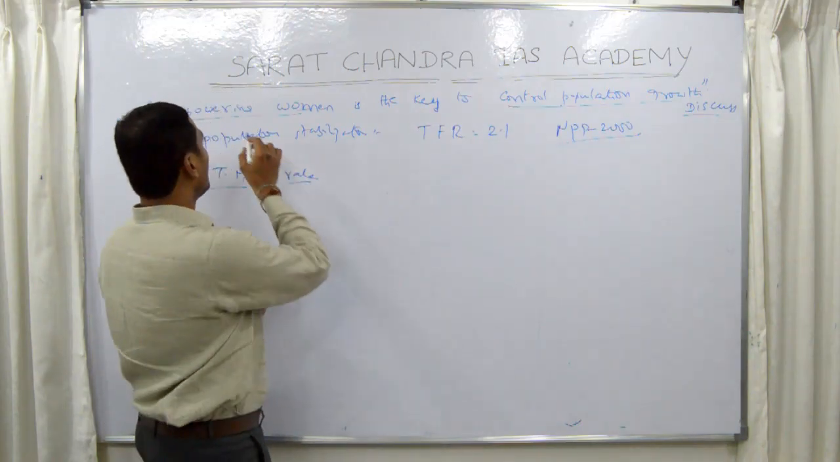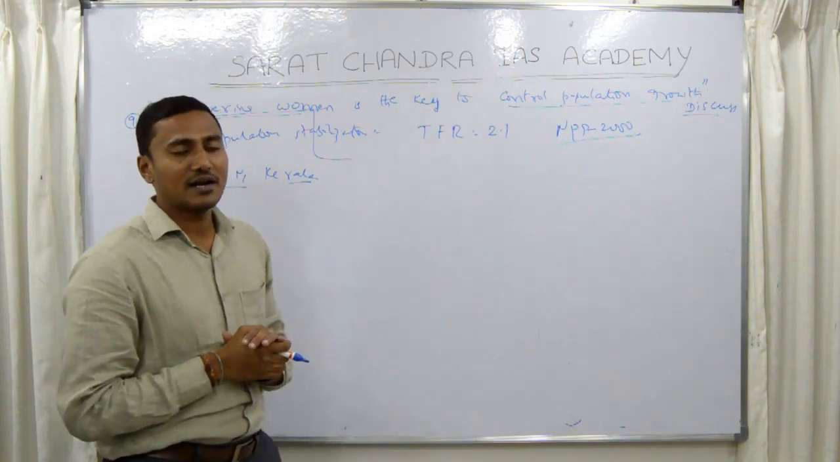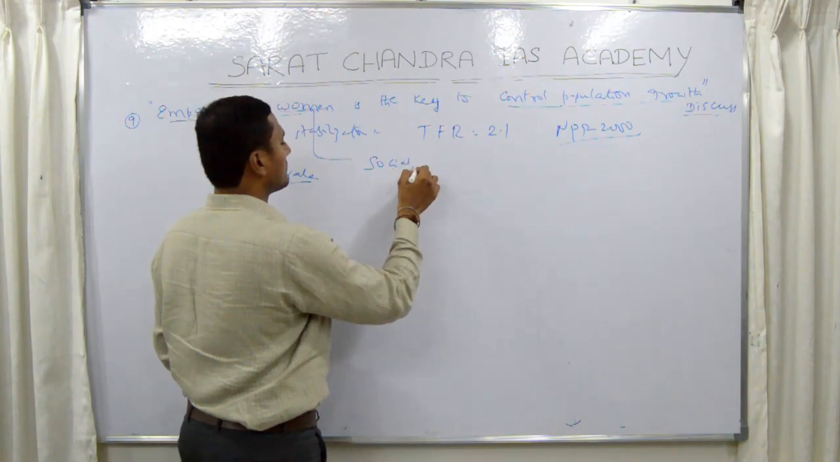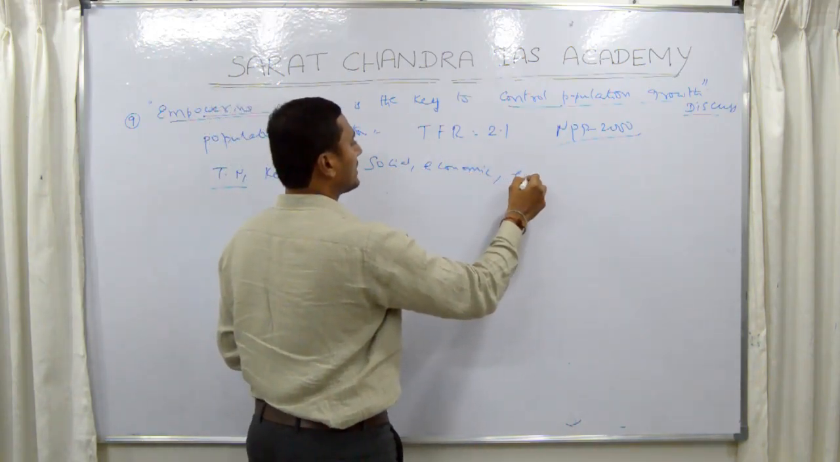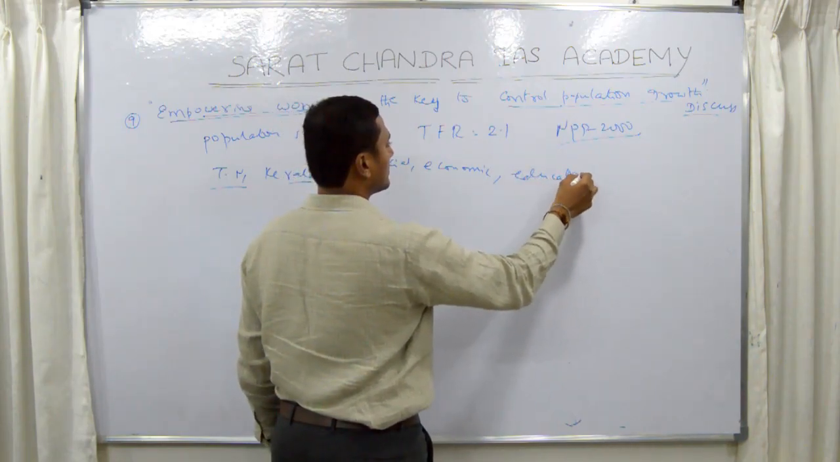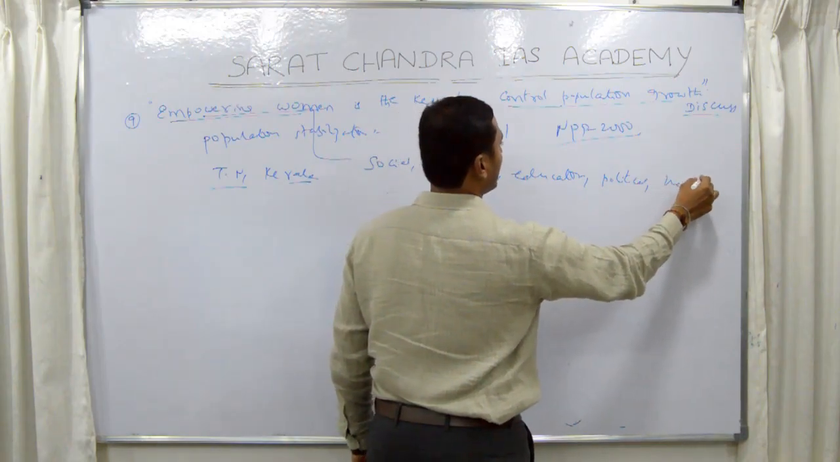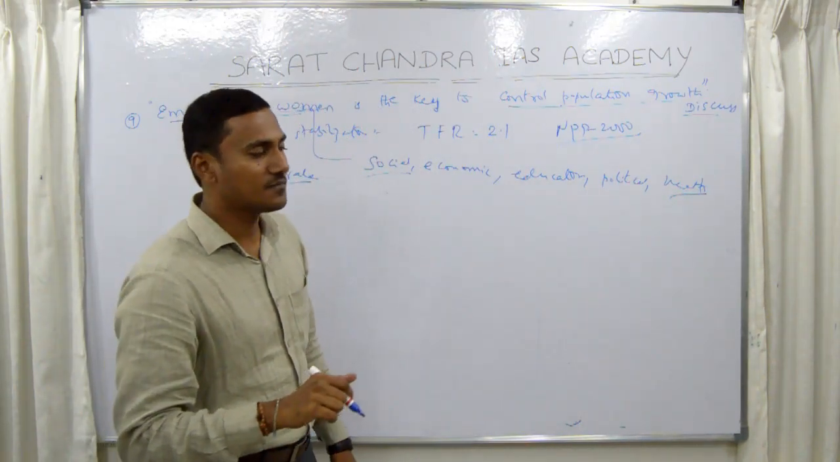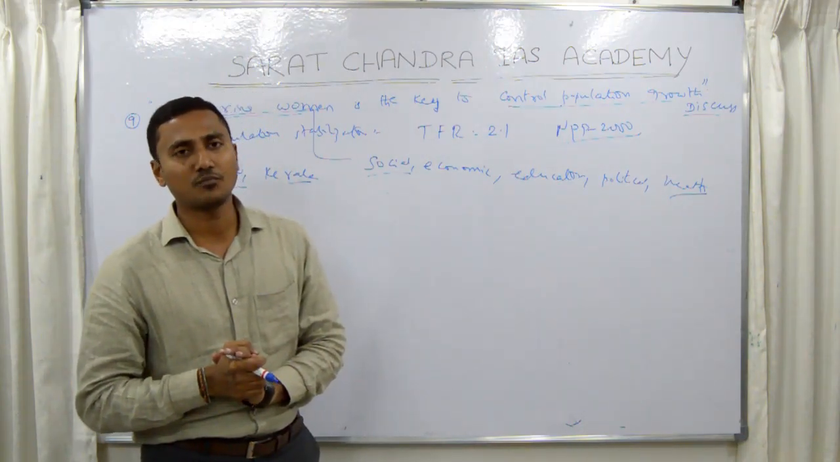Now, women empowerment can be looked at in several dimensions. For example, social empowerment, economic empowerment, educational empowerment, political empowerment, and health. Actually, health and social may be similar dimensions. Now we will look at each of the dimensions and how it helps in controlling the population growth.